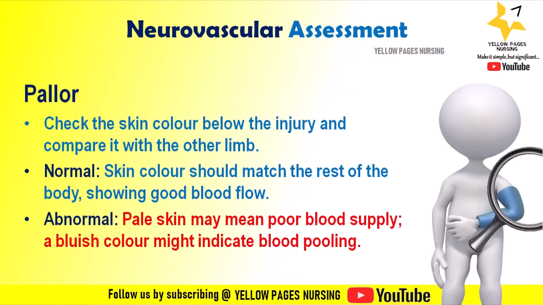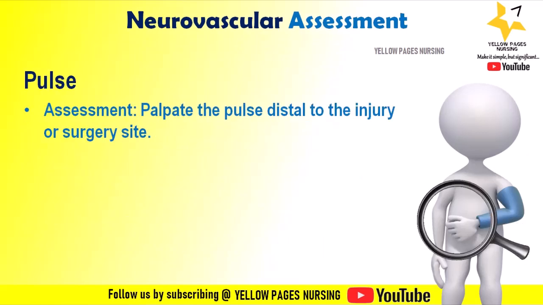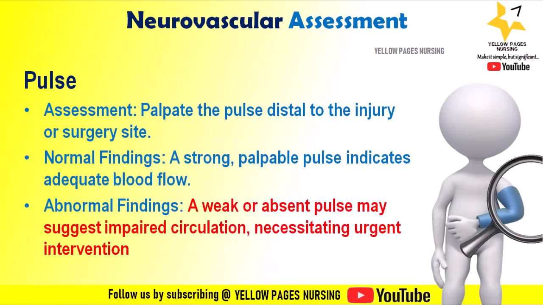Next comes pulse. Assessment includes palpating the pulse distal to the injury or surgery site. Example, radial pulse, dorsalis pedis, posterior tibial. Check both the presence and strength of the pulse. Normal finding will be a strong, palpable pulse that indicates adequate blood flow. Abnormal findings include a weak or absent pulse that might suggest impaired circulation, necessitating urgent intervention.